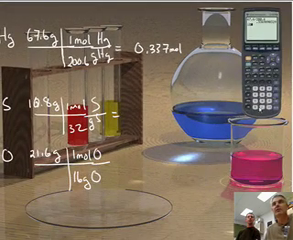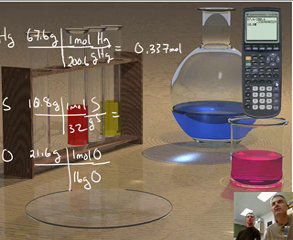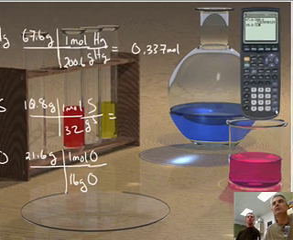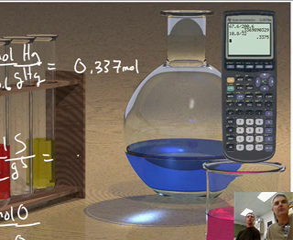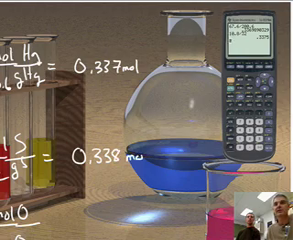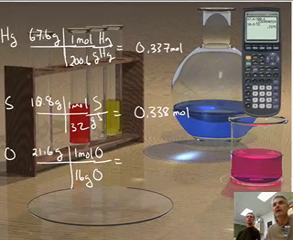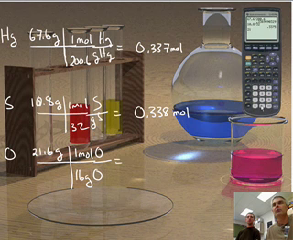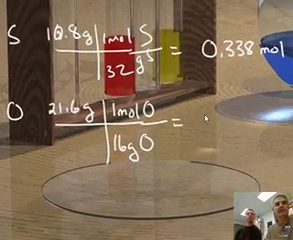Now I'm going to do that with the S. 10.8 divided by 32 gives me 0.338 moles. Pretty close to the other number, isn't it? And then I'll take 21.6 divided by 16, and that gives me 1.35.